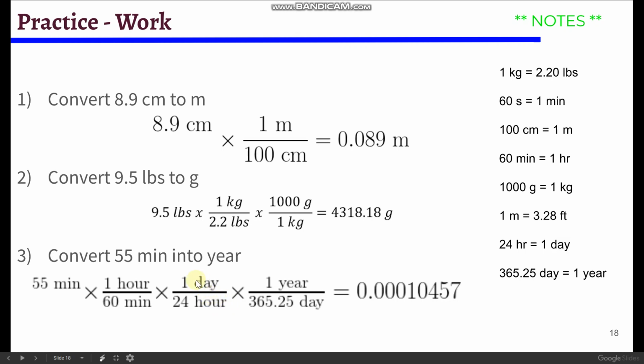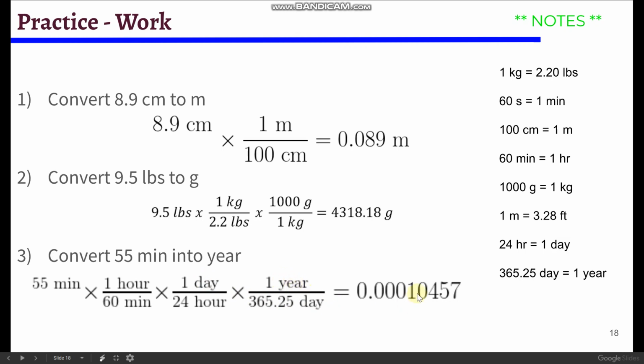And so then we're going to go from days to years. So we want to look for a conversion that has days and years, and that's going to be this one at the bottom. 1 year is 365.25 days. Remember that 0.25 is there because of leap year. So we're going to take 1 year over 365.25 days. So that'll get our days to cancel out and leave us with our final answer in years.